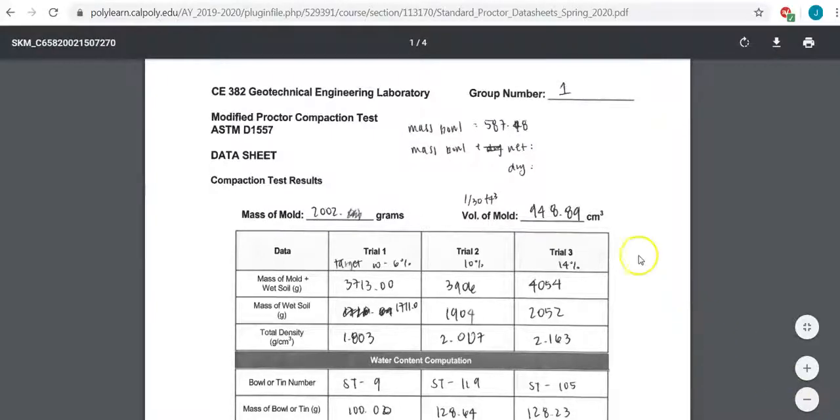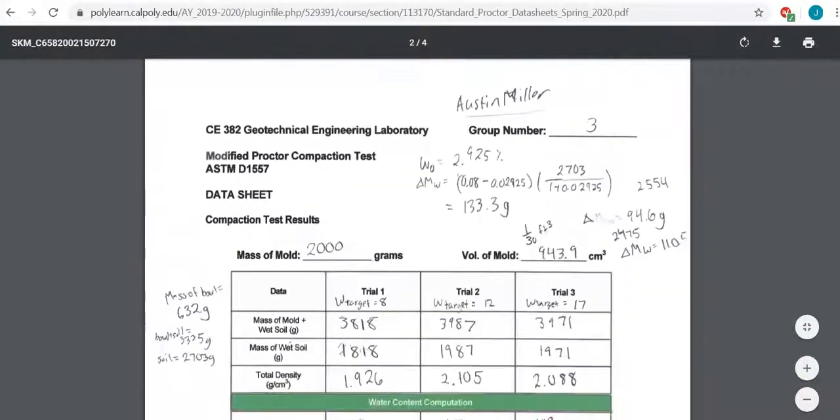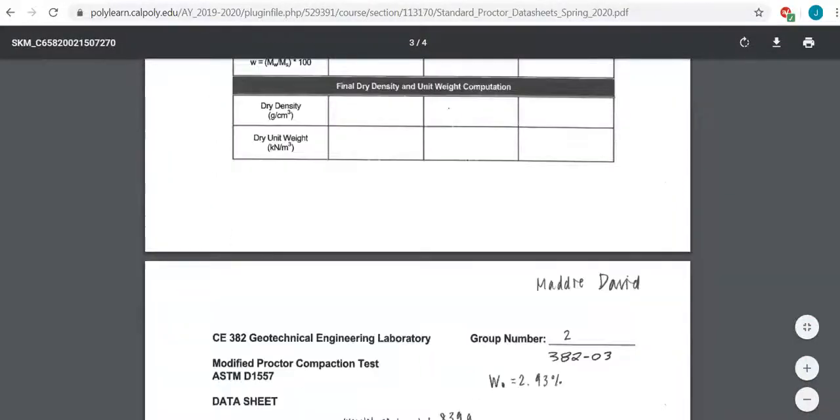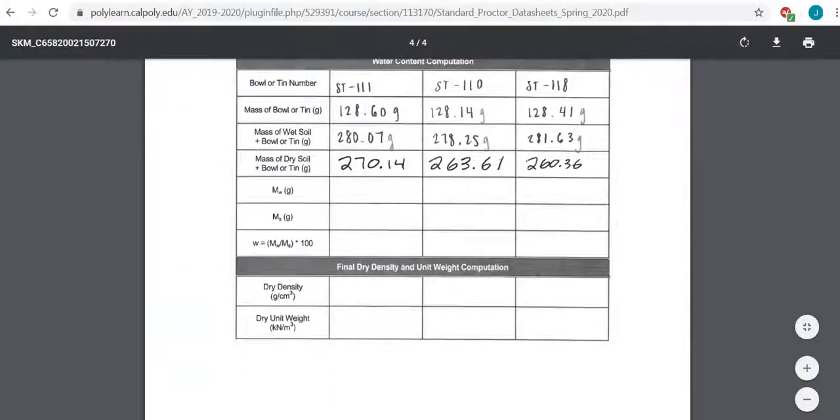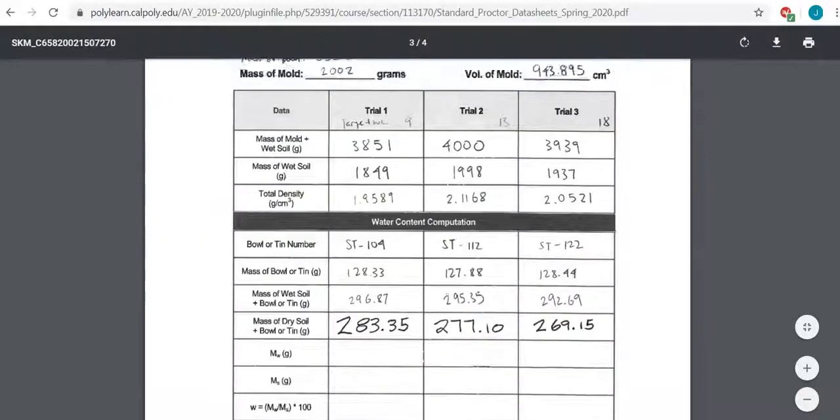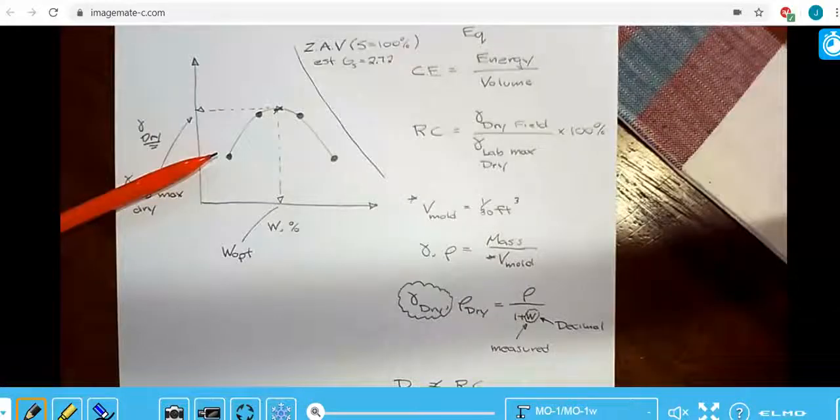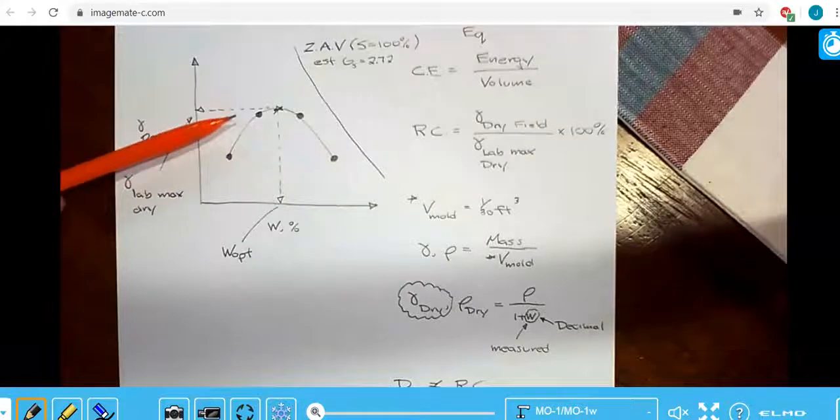and so what we're going to do is create one compaction curve with all the data from this class. I'm just going to scroll down. So we have all these data sheets. You're going to use all the data sheets to create the compaction curve. So you have all those points. On your curve, instead of just showing the 4 points like I drew, you're going to have all 12 points.